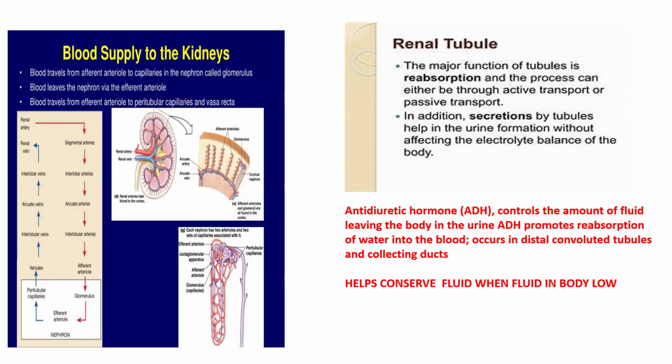All right, so the major function of the tubules is for reabsorption, all right? And it can be either through active transport or passive. Antidiuretic hormone is going to control the amount of fluid leaving the body in the urine. The ADH promotes the reabsorption of water in the blood. That happens in the distal convoluted tubules and the collecting ducts. It helps conserve fluid when fluid in the body is low, and you have to know this.